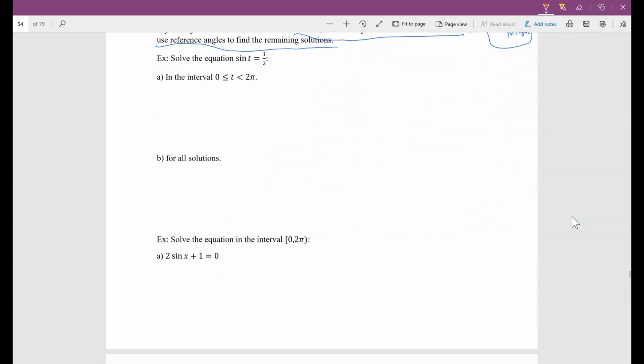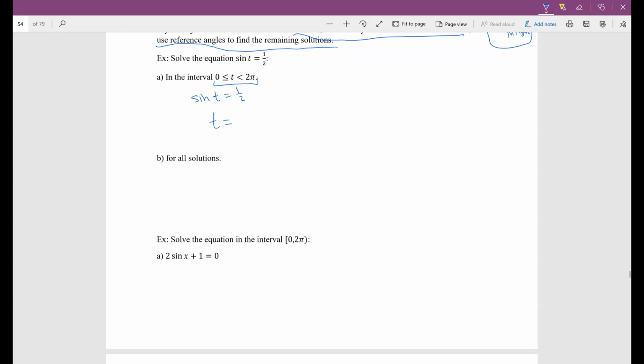Here let's do an example. Solve the equation sine of t equals 1/2. First we want to do it in the interval from 0 to 2 pi, and then for all solutions. For the first one, that means I have to look at the unit circle to see where the value is. We can use inverse sine if we want to, but I think it'll be easier to just look at the unit circle and figure out what angles are going to give me 1/2.